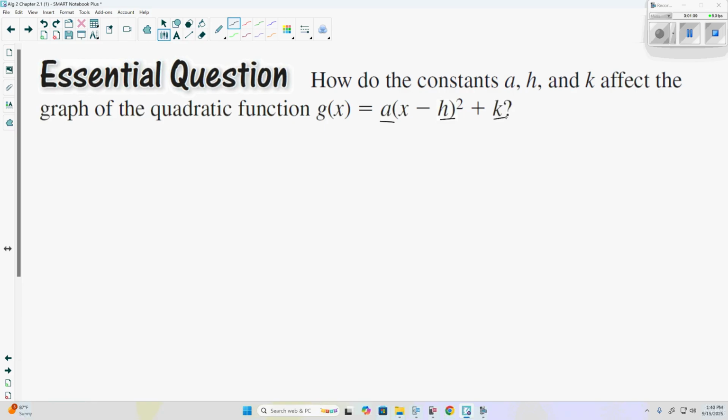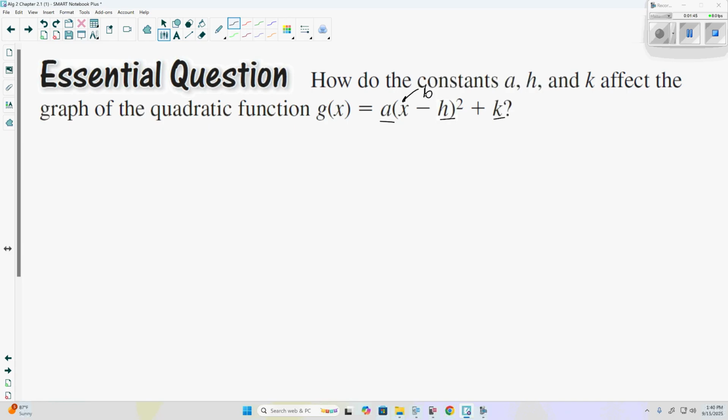h, inside those parentheses, moves the function to the left or right. If h is positive, it moves it to the right. If h is negative, it moves it to the left. k is our up or down. If k is positive, it's going to move the function up. If k is negative, it's going to move the function down. Now, specifically, if I plug in a value for b in front of this x inside the parentheses, that's where we start talking about our horizontal stretch or shrink or reflection across the y-axis.